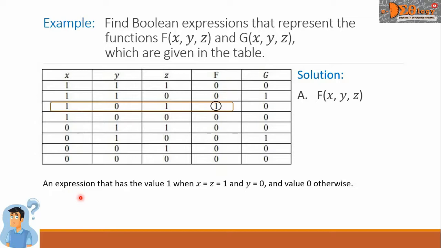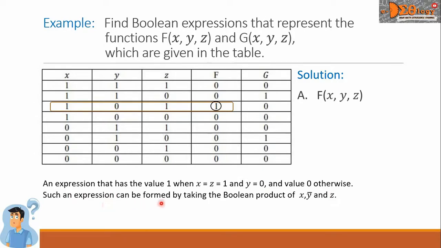That is an expression that has the value 1 when x equals z equals 1 and y equals 0, and value 0 otherwise. Such an expression can be formed by taking the Boolean product of x, the y complement, and z. As we can see, the x here is 1, the y is 0, and the z is 1. So the product we will write in here is x times y complement times z. This is the function for f.